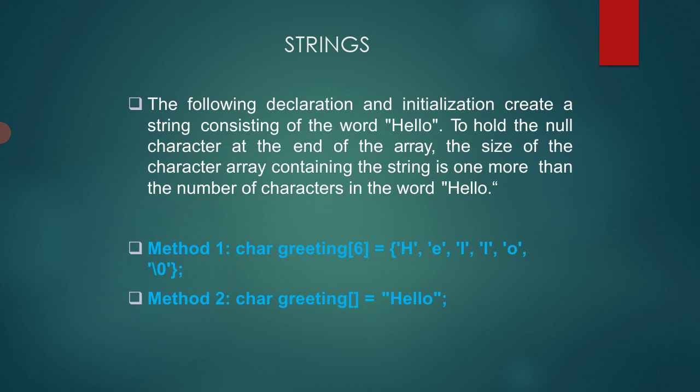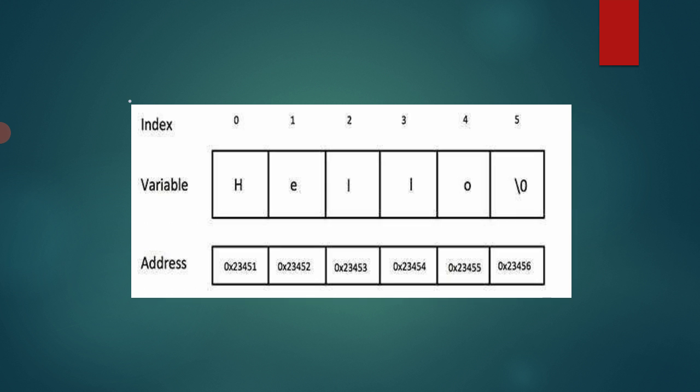Now the second way to declare a string is char greeting[]. Here we have not given the size of the array. Char is the data type, greeting is the name, and the string is hello. So it means by default we require 6 blocks. This is how you can declare a string. Look at the example of how we can store a string by using an array. We had the string HELLO, so we have stored it in an array and the last character is the null character.